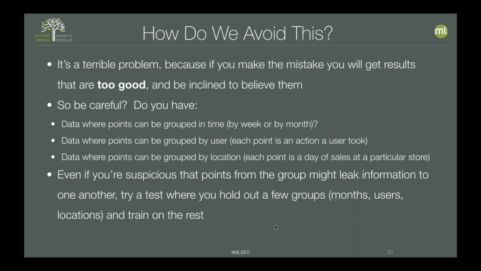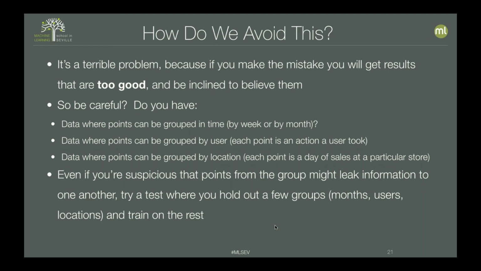So how do we avoid this? It's a terrible problem, because if you make the mistake, then you'll get results that are really good, and you'll love that, right? You're trying to get good results. You want good results, and this will give you results that are too optimistic. And so it's the worst sort of problem to have, because you want to believe so badly that you've done all of this right. So you have to be careful.